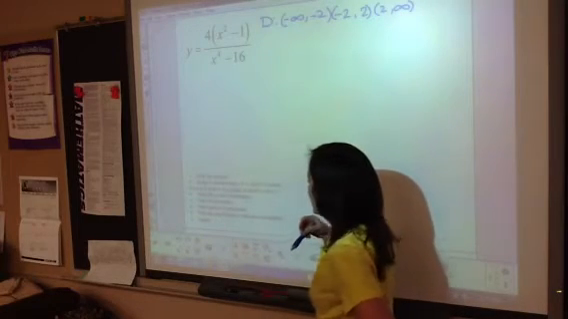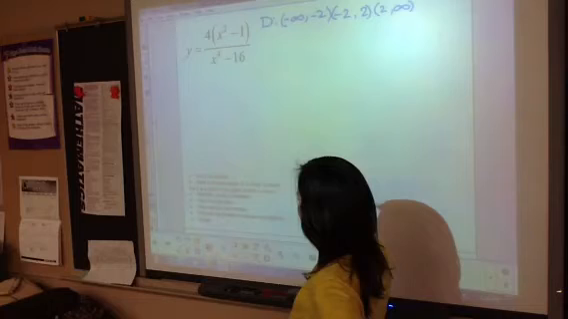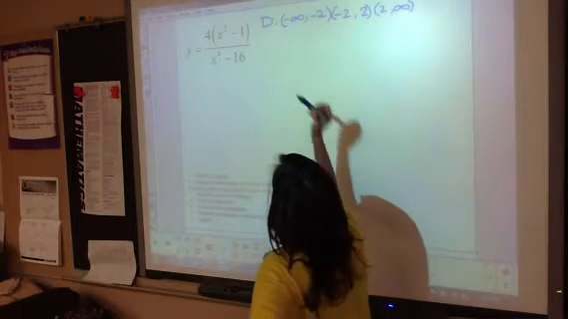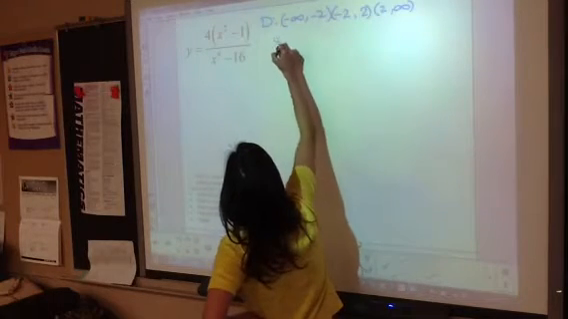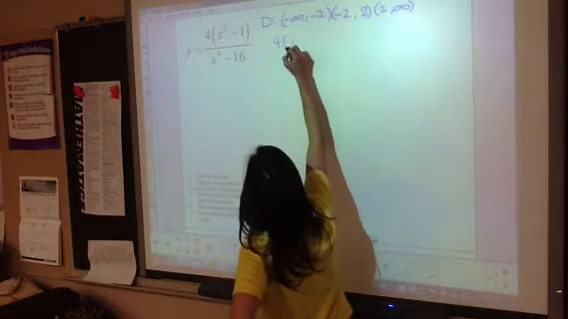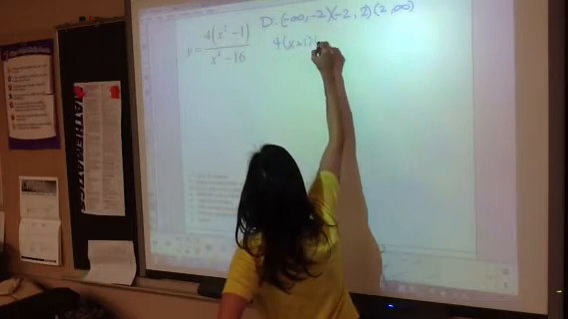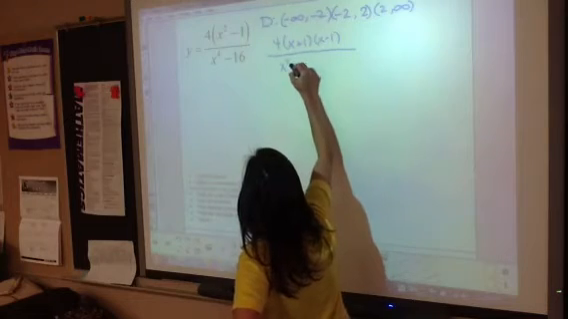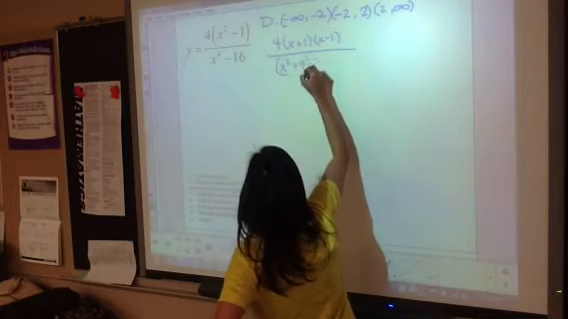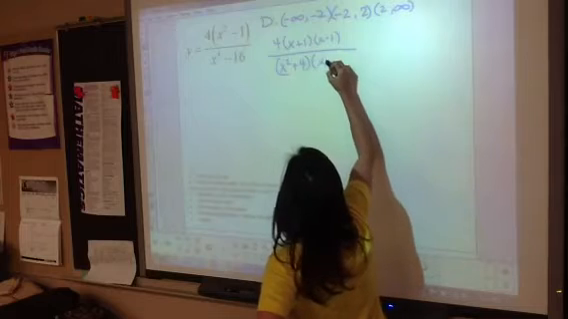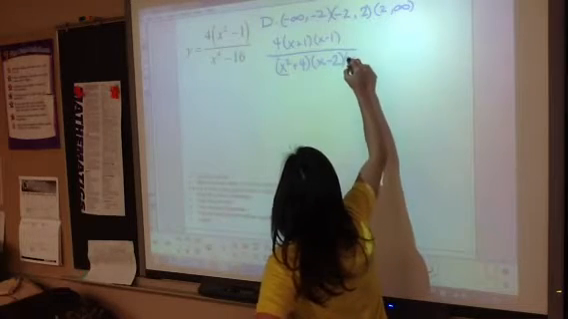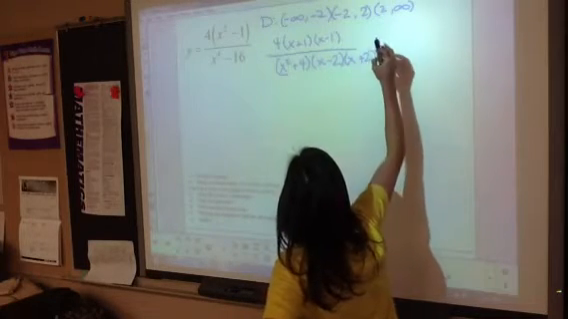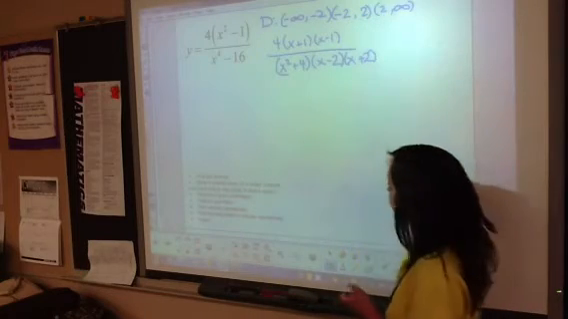Alright. Write in lowest terms. If a factor crosses out, there's a hole in the graph. So let's factor the top. The top factors x squared minus 1 to x plus 1 and x minus 1. The bottom factors to x squared plus 4 and x squared minus 4. Well, x squared minus 4 also breaks to x plus 2 and x minus 2. That's how I got the domain.